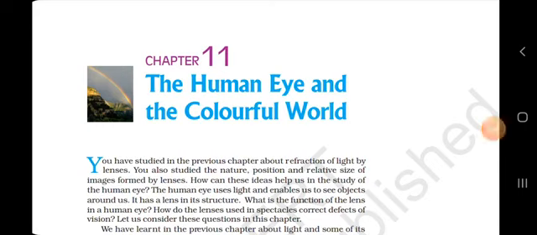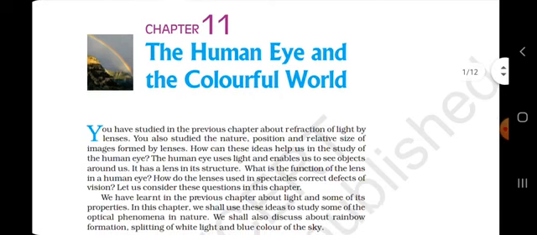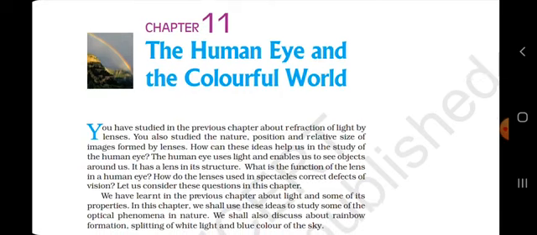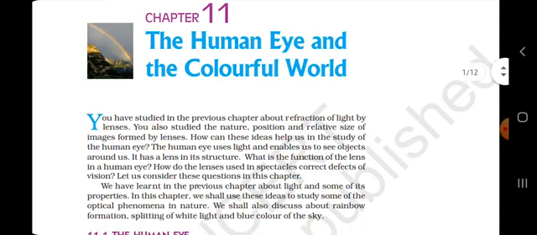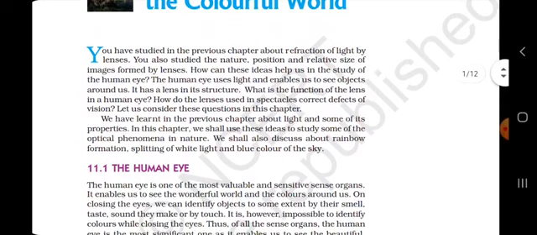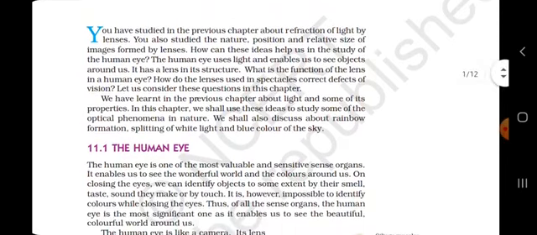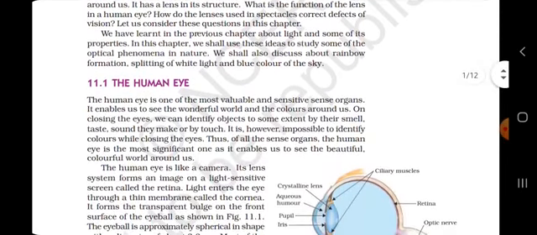Hello everyone. Yesterday we started the new chapter of physics, chapter number 11, the human eye and the colorful world. We saw that this chapter shows us where we use the mirror and the lens in our day-to-day life, and what are their results, or say the outputs. The first thing we saw was the human eye.